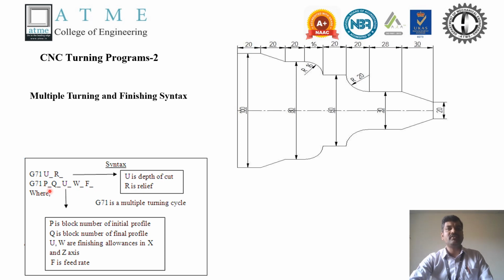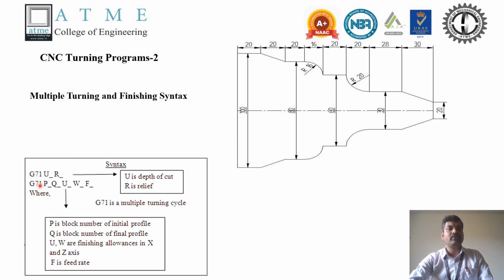Similarly, in the second line of G71 syntax: P, Q, U, W, F. P stands for the initial profile. This is the profile of the model. This is the initial profile, that is the block number given by the sequence number, the line of the program from which it starts. This is the initial profile number till it reaches the final. In between, the tool will move with a depth of cut of 0.5. That is the P and Q.